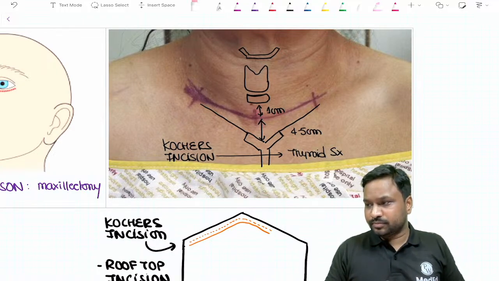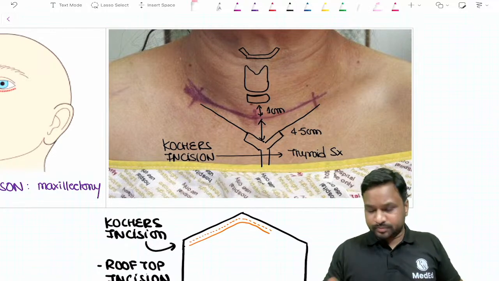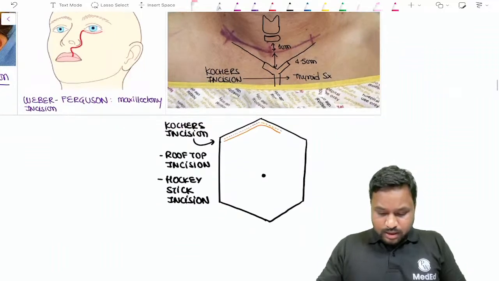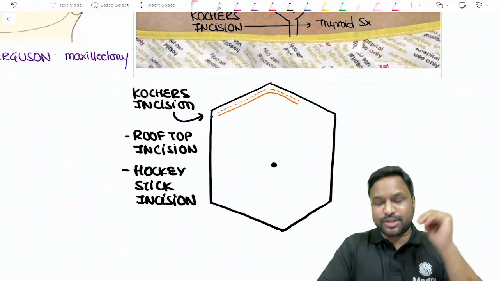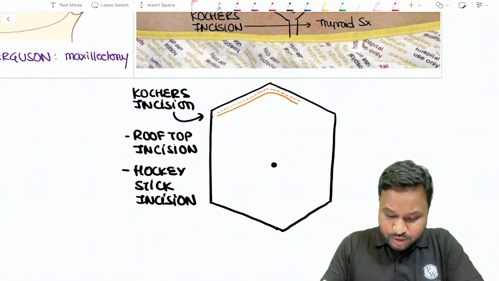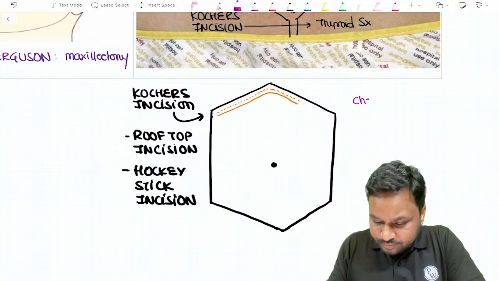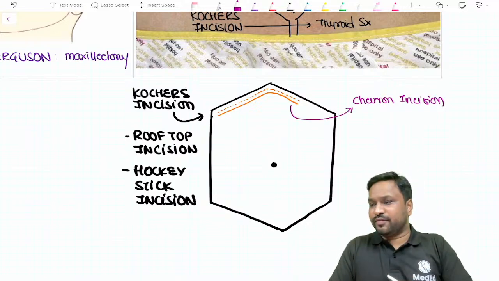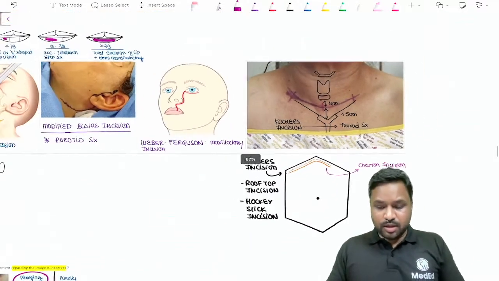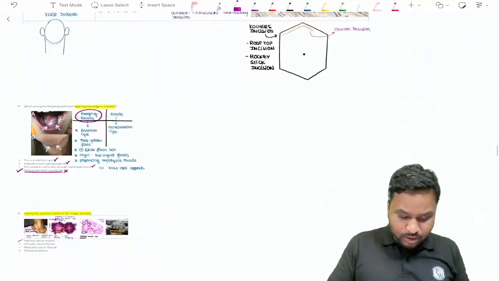Right? Okay. Another incision that you have is the rooftop incision, the hockey stick incision. If you have the same extension, this is also called the chevron incision. This is also called your chevron incision, right? So all these are important incisions from the exam point of view. Do not try to miss across.